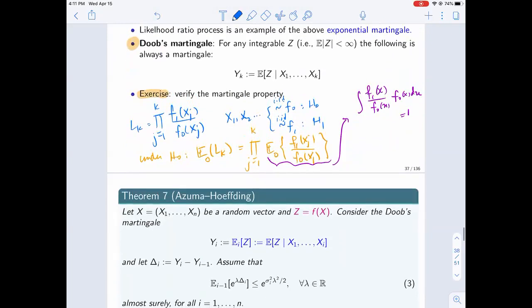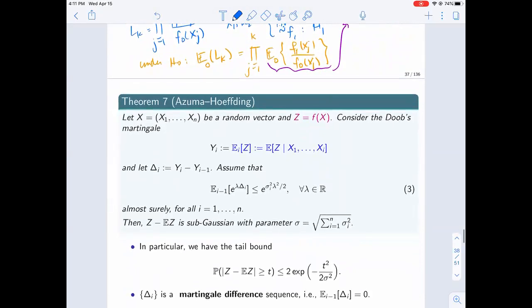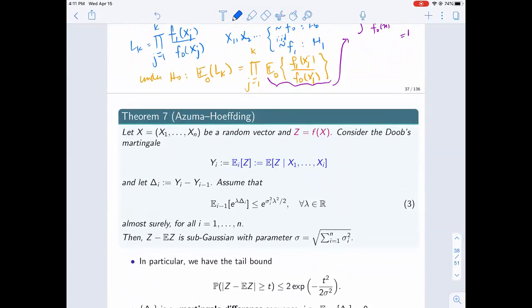Okay, so now how do we use this to provide a concentration inequality? This is the Azuma-Hoeffding sort of result. Suppose I have X1 up to Xn, a random vector, and Z is a function of these. So this is a new random variable, a function of the vector X. And then I consider the Doob's martingale constructed from Z and X. Take the expectation of Z given X1 up to Xi, and I'm using this notation to simplify the discussion: E sub i of Z means compute the conditional expectation of Z given X1 up to Xi. So that defines the sequence Yi.